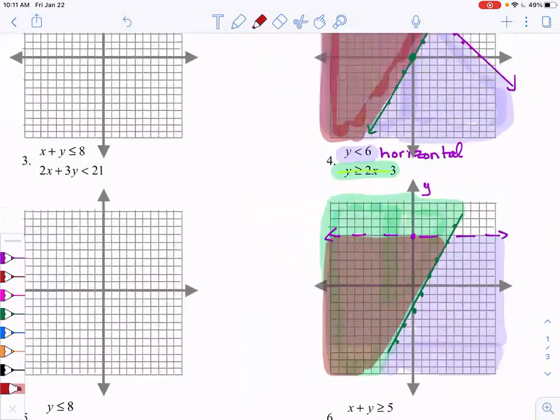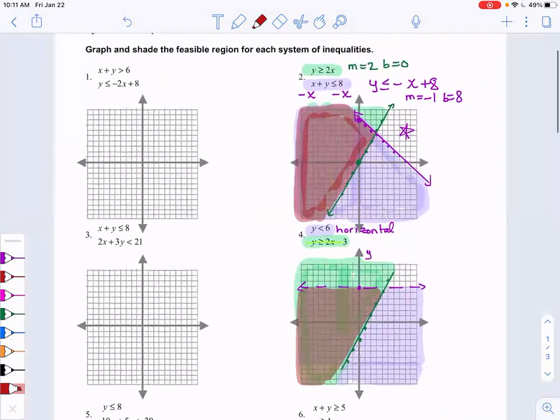All right, so you got 2 done. 8 more to go. This is the homework. We still have 7 minutes in class, 6 minutes in class. You can work on graphing.